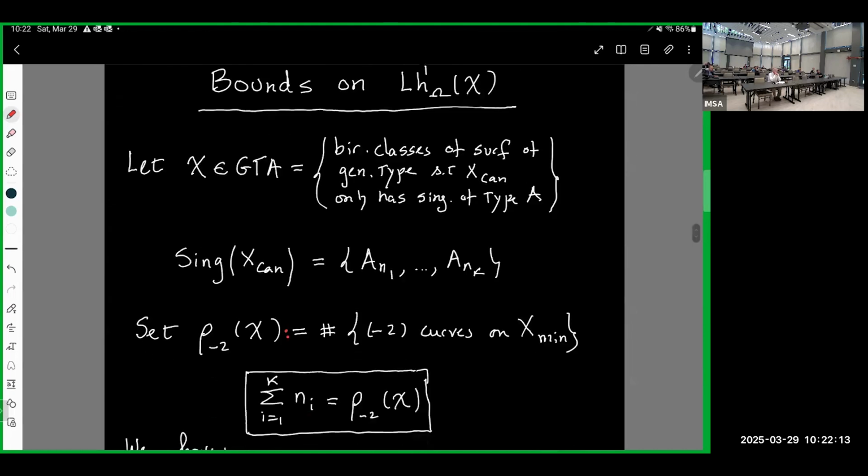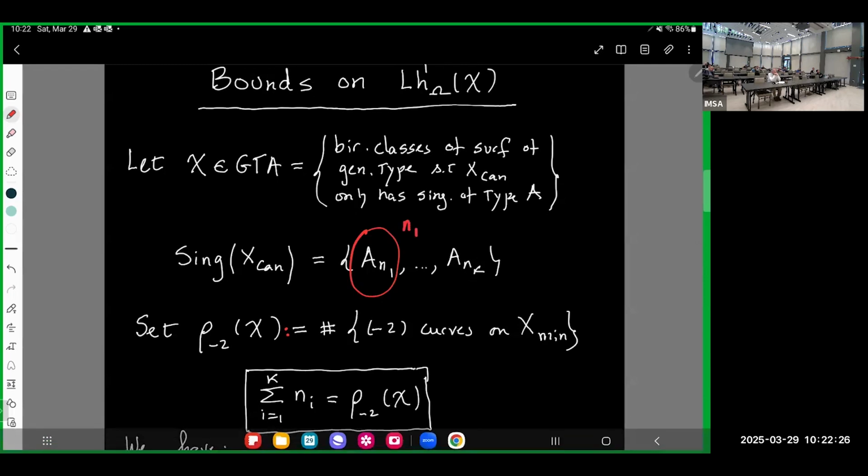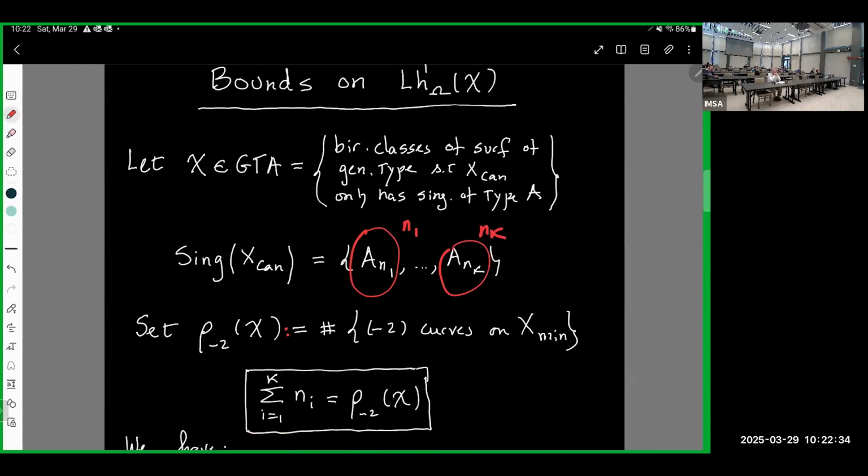I mean, it's clear that if the surface's canonical model has k singularities, this one gives me n_1 minus 1 minus 2 curves in the resolution, and this guy here gives me n_k minus 1 minus 2 curves in the resolution. So the minimal model of a surface whose canonical model has these singularities is a surface which has the summation, from i from 1 to k, of n_i minus 1 minus 2 curves. Correct?